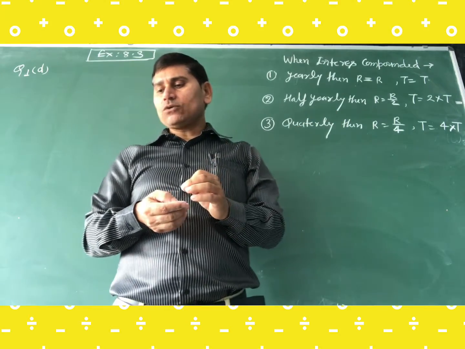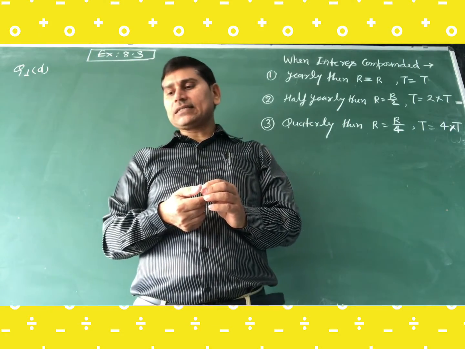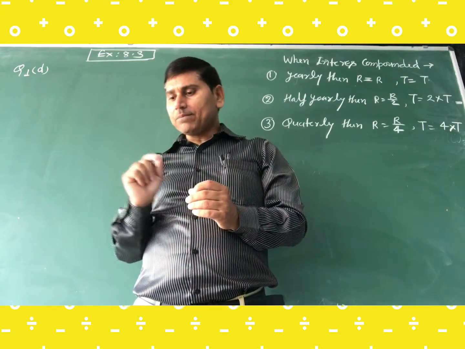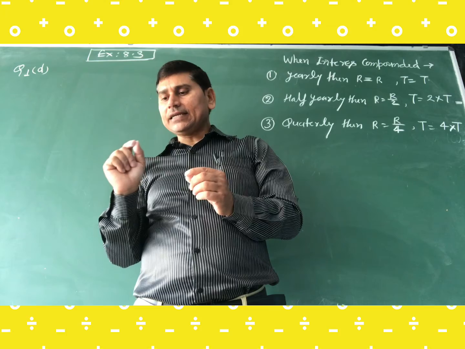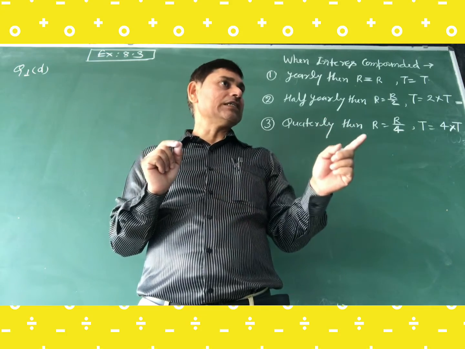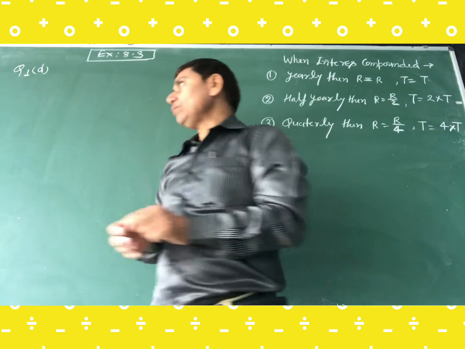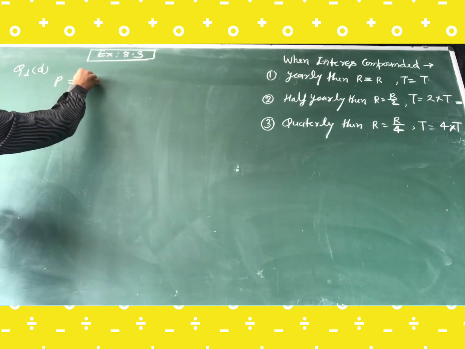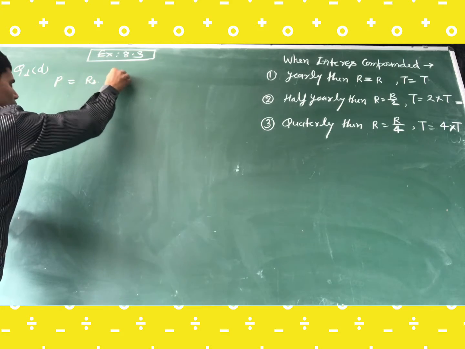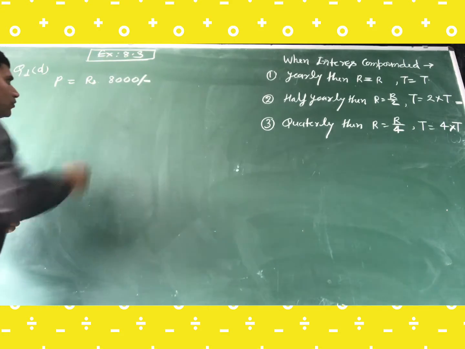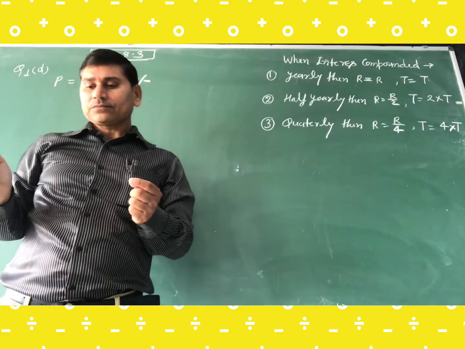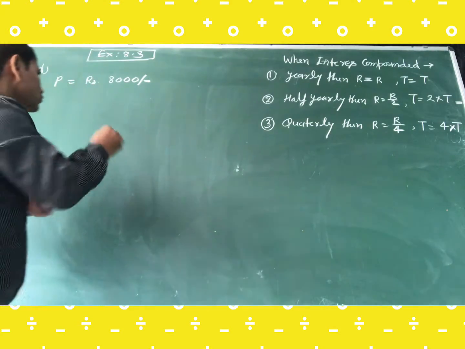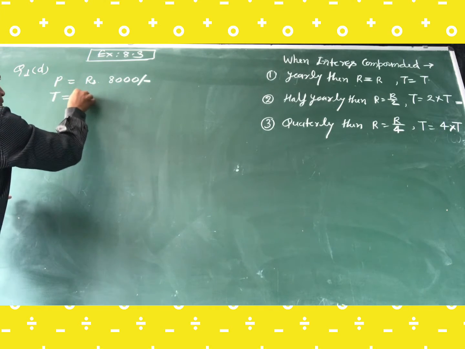So let us take question number 1 of exercise 8.3, part D. It is given that rupees 8,000 is the principal amount. You will write here P equal to rupees 8,000. And after that, time is given as 1 year, so you will write time equal to 1 year.